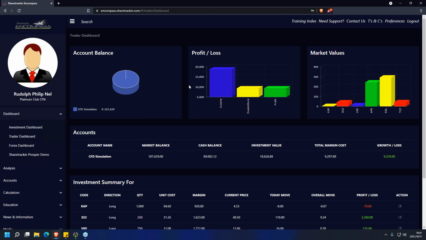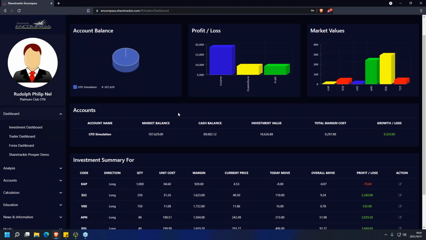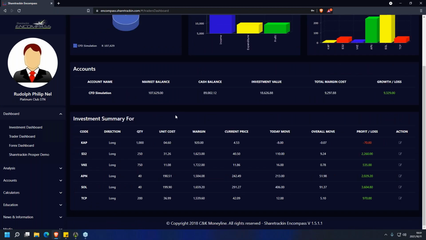So your CFD trader dashboard is more or less the same dashboard as your investment dashboard. There's slight differences between the two. If you look at the bottom here, we mention your total margin cost, which is basically the margin amount that you invested instead of the total amount. So the margin amount, for instance, would be a smaller amount of money that you pay, because the bank basically lends you X amount of money to trade on shares or on CFD contracts.